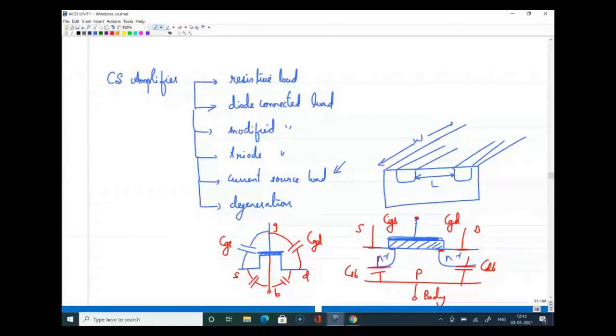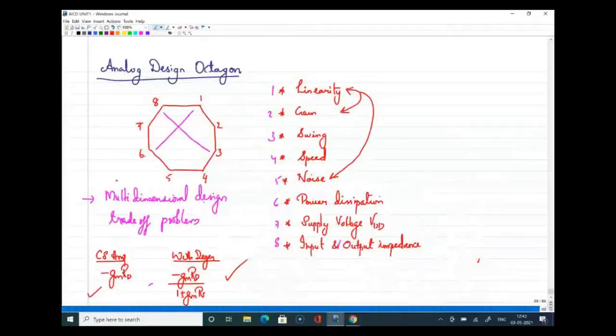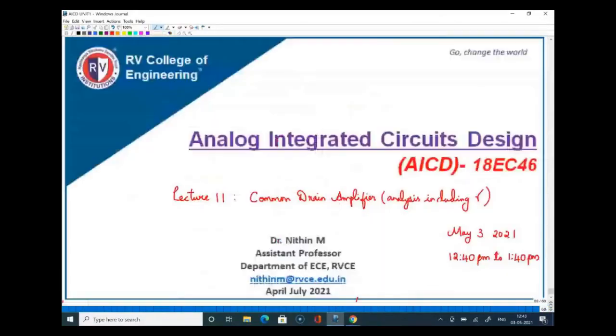In the last class we also saw the analog design octagon, and I made some comparison with the normal common source amplifier and a degeneration. In today's class we'll continue our discussion and quickly go through common drain amplifiers and common gate amplifiers so that we can complete all the single stage small signal amplifiers. Later we will proceed with some other topologies like the cascoding technique, the folded cascoding technique, and then differential amplifiers to complete this unit 1.